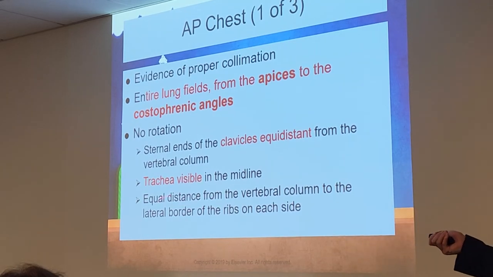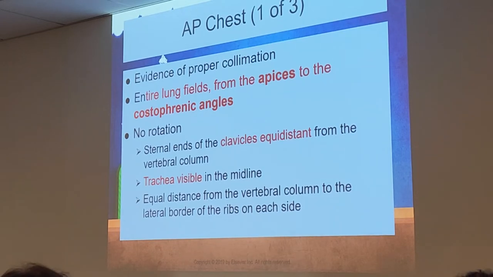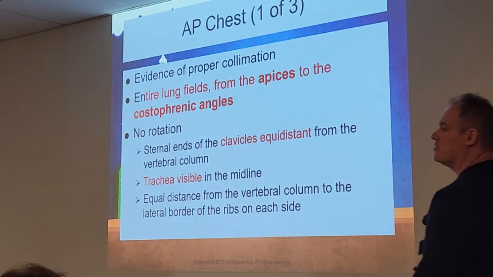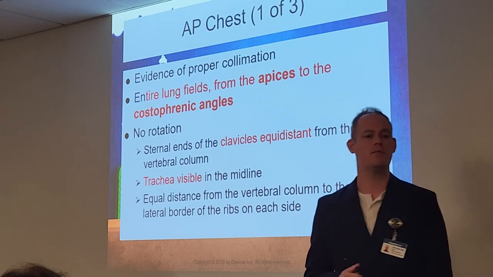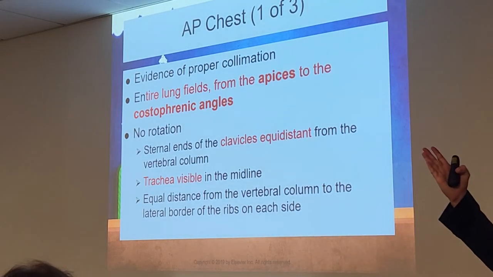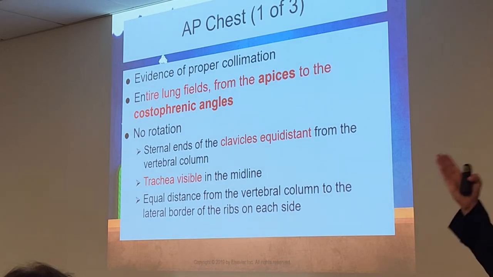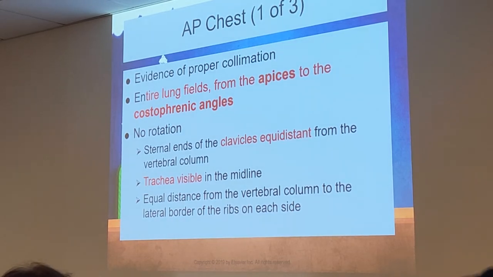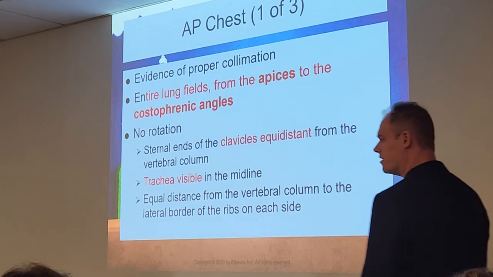Trachea needs to be visible in the midline. How do we make it visible? By that second deep inspiration. An equal distance from the vertebral column to the lateral border of the ribs on each side. This basically means we want to be nice and centered to our radiograph, so that both sides of the ribs are on equal sides of that IR cassette. Nice and centered as much as possible.